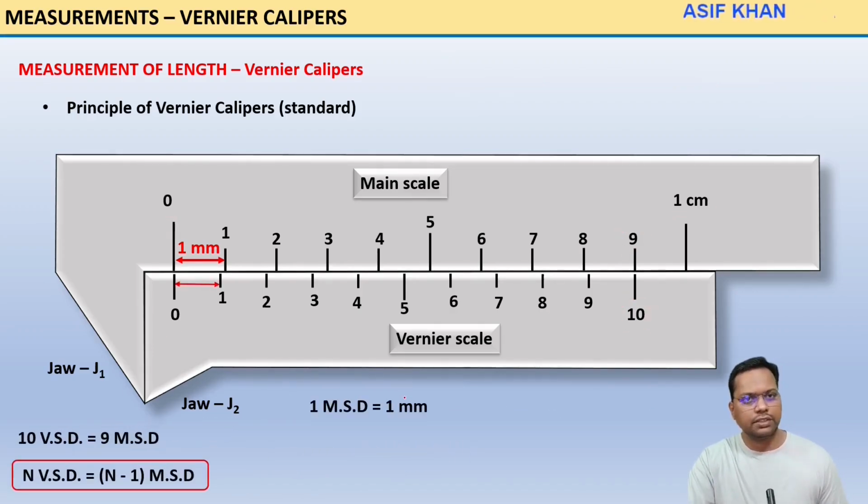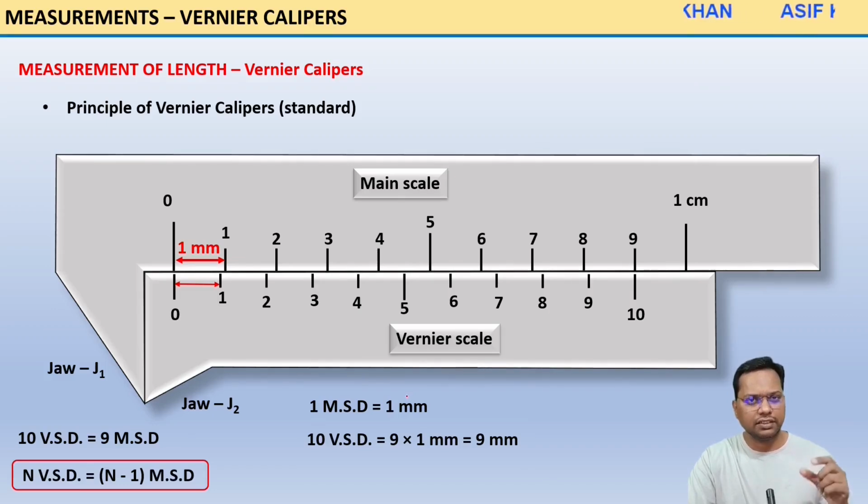Here we know that one main scale division is 1 millimeter. Therefore, 10 Vernier scale divisions will be how much? 10 Vernier scale divisions is the length of the Vernier scale. Also remember, 10 Vernier scale divisions, the length of the Vernier scale, is equal to 9 divisions on the main scale, and each division is 1 mm. Therefore, 9 into 1 mm is 9 millimeters. Therefore, the length of the Vernier scale is 9 millimeters.